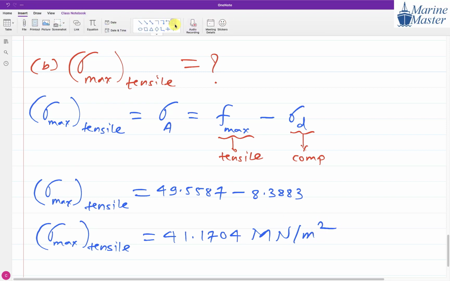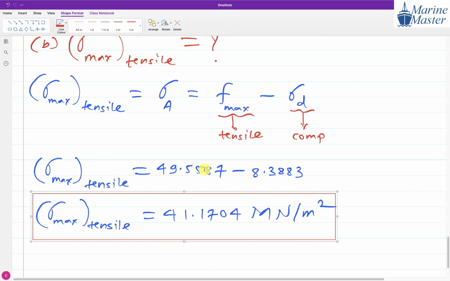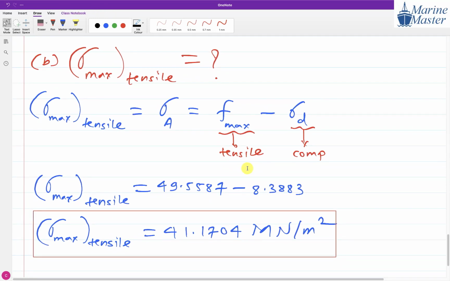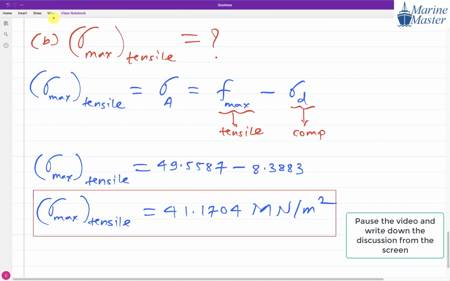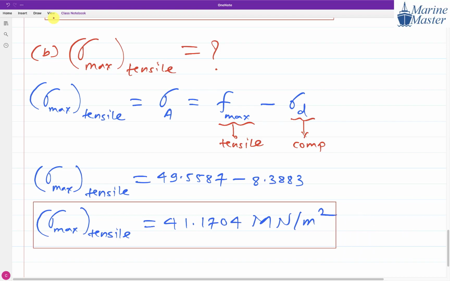Remember, if you want to add or subtract two things, their units must be the same. If this is meganewton per meter square, then this term also must be meganewton per meter square. So please everyone write down this B part discussion. Guys, completed everyone?